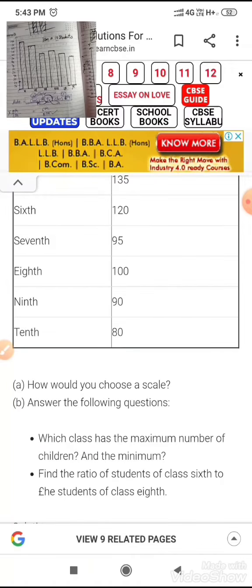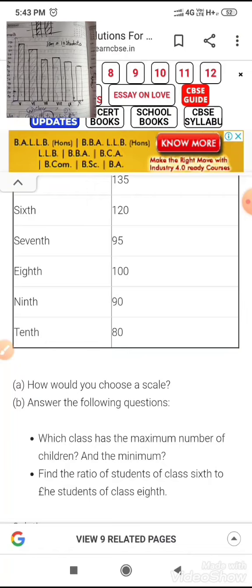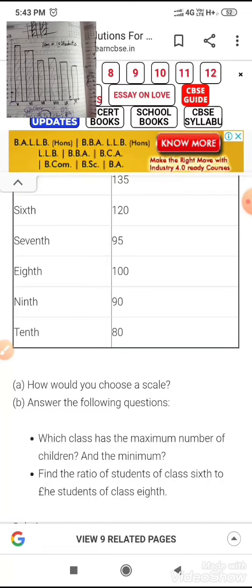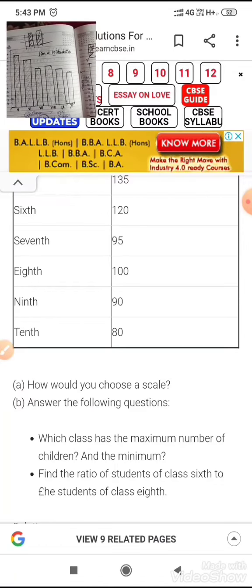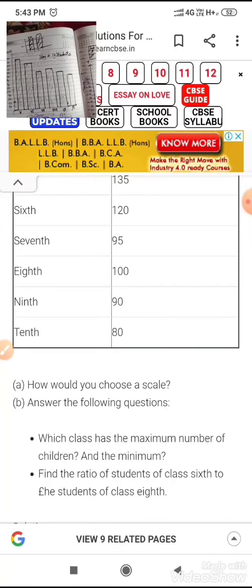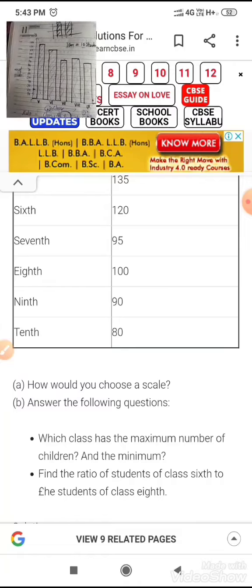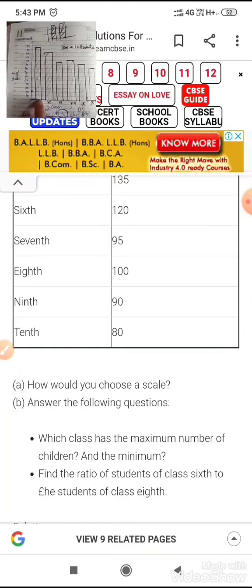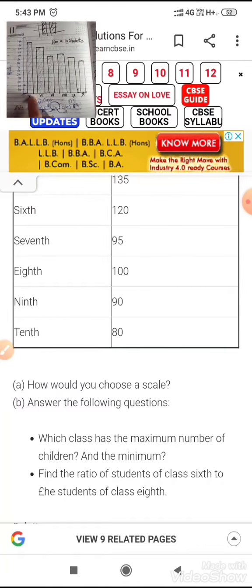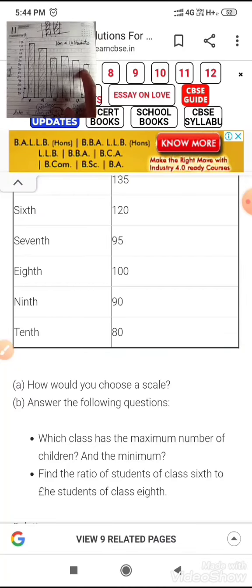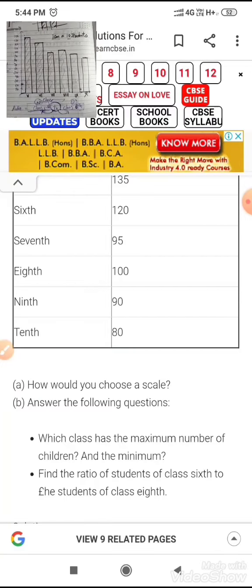First question is, how would you choose a scale? So we choose 1 centimeter equal to 10 students. In part B we have to answer the following questions. First question is, which class has the maximum number of students? From the graph we easily conclude that in 5th class there is the maximum number of students, and in 10th class there is the minimum number of students.